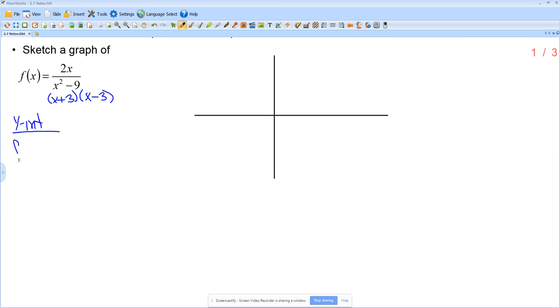So the y-intercept, if I take f of 0, in the numerator I get 0. In the denominator I get -9, which is just 0. So (0, 0) is going to be one of the points on this graph.